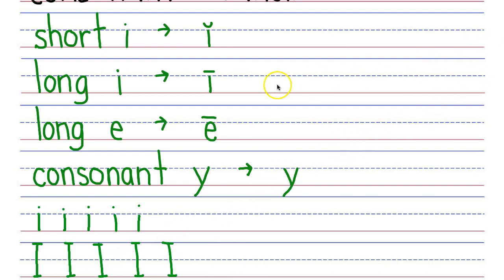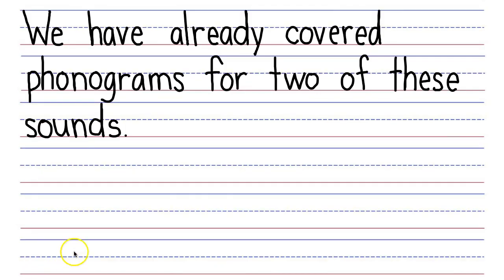Now, the long I sound, I, and the long E sound, E, should be familiar to you, because among the sounds that I can make, I, E, and Y, we have already covered phonograms for 2 of these sounds. So let's write out these sounds the way we would write them in a dictionary. So short I, long I, long E, and a consonant Y, Y.